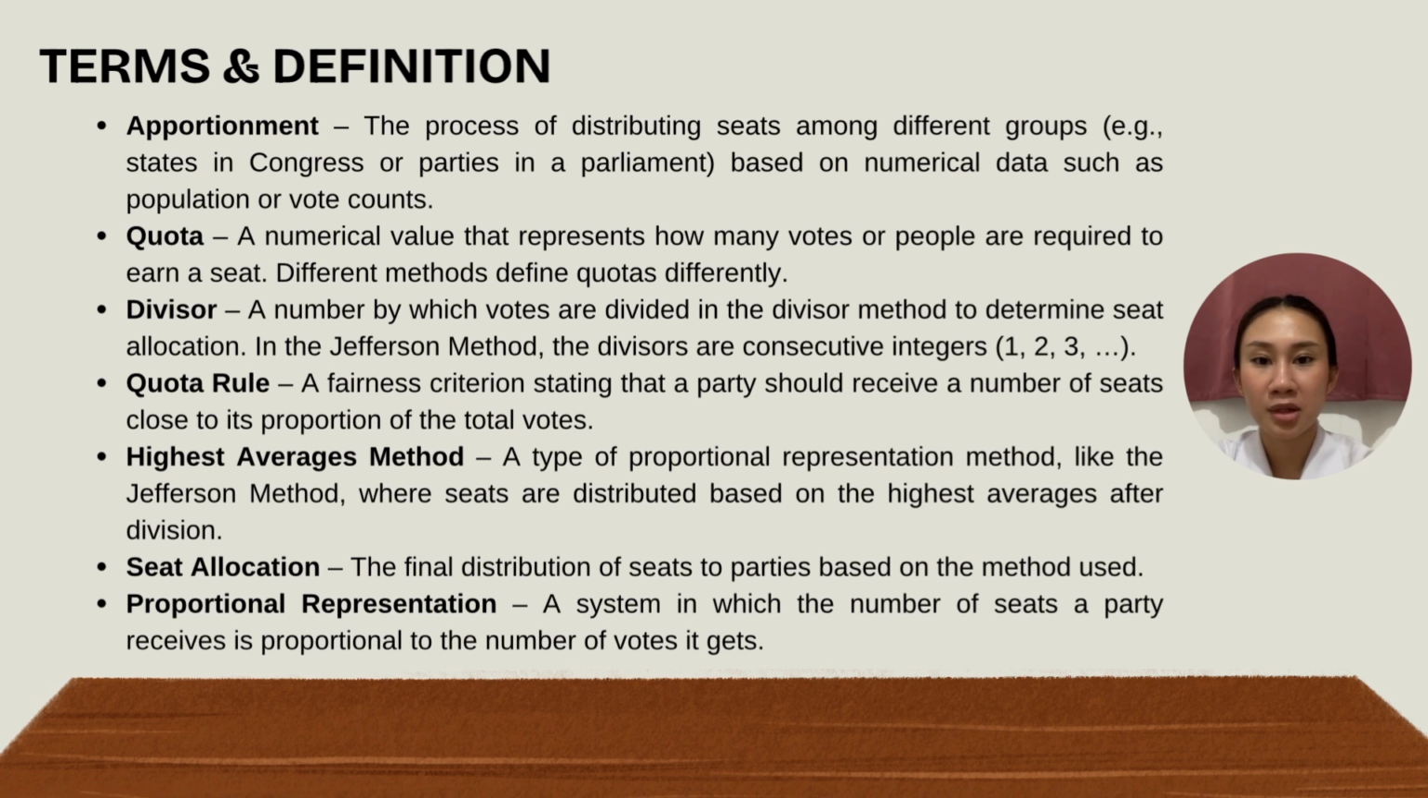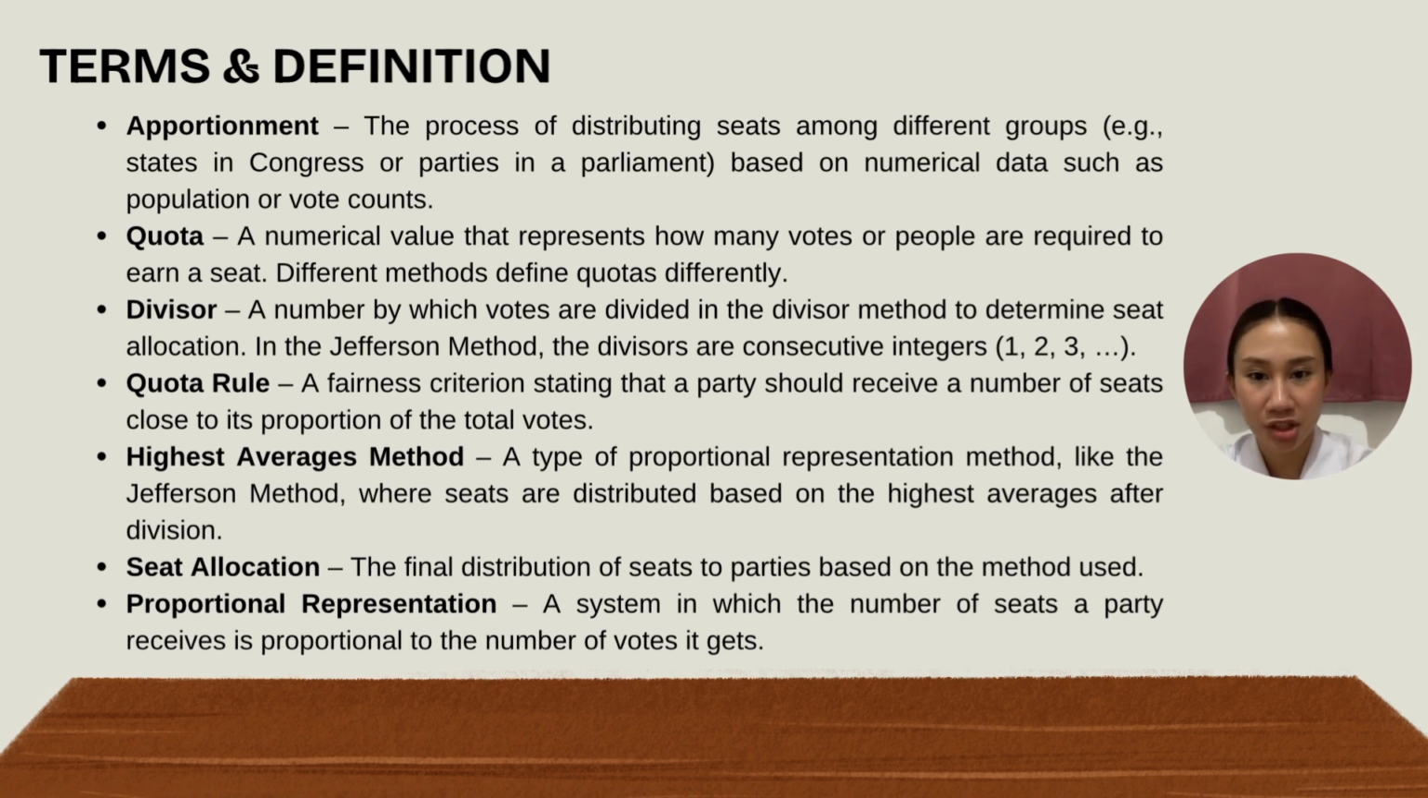Divisor, a number by which votes are divided in the divisor method to determine seat allocation. In the Jefferson method, the divisors are consecutive integers. Quota rule, a fairness criterion stating that a party should receive a number of seats close to its proportion of the total votes. Highest averages method, a type of proportional representation method like the Jefferson method where seats are distributed based on the highest averages after division.